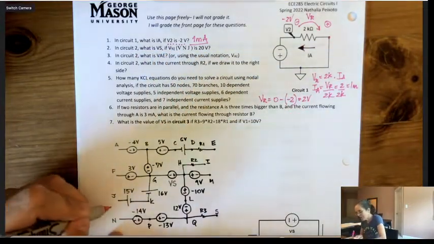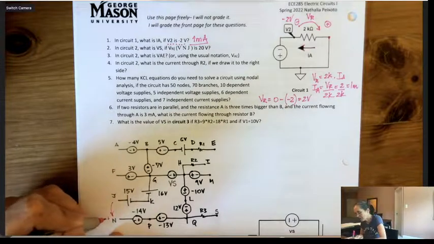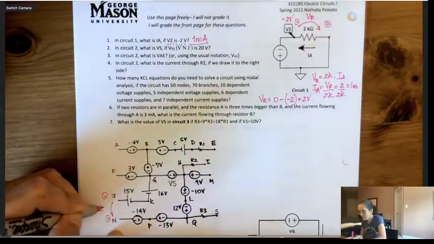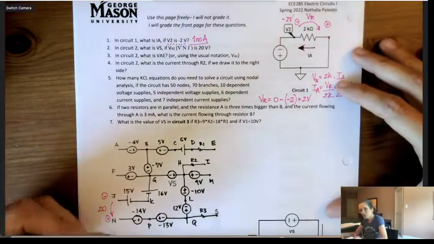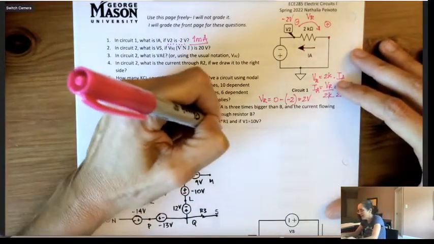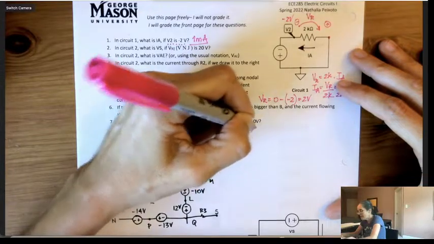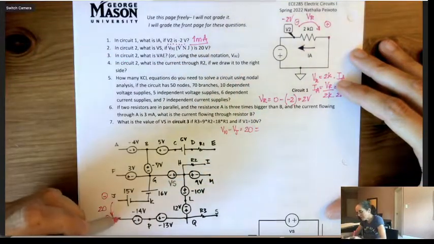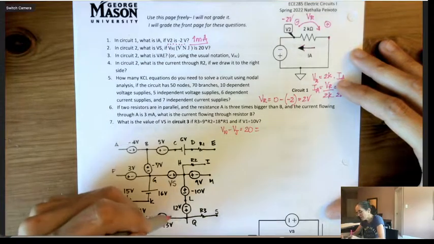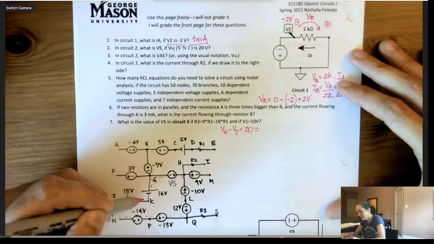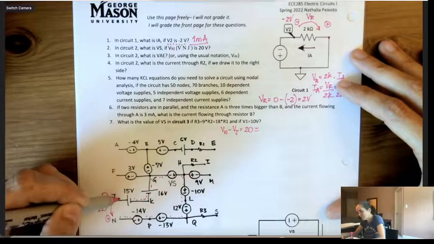So Vnj, that means Vn is on the plus side, J is on the minus side, and I'm telling you this is 20. So I already know Vn minus Vj is 20. And now I can actually write it down. Vn, I'm going to go around here. And that's why it's asking what's Vs, because Vs is on that path between N and J.